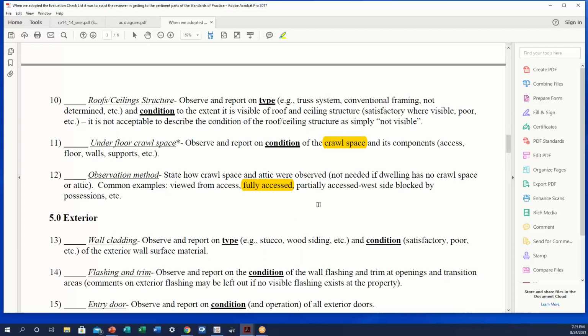But I've read these reports where the inspector climbed back in. He swam through the insulation. He must have watched Aquaman or something. And he swam back in there and he pulled the insulation out of the way and he found a cracked valley rafter way back under there. So, okay, any questions about 12 or 11 or 10?